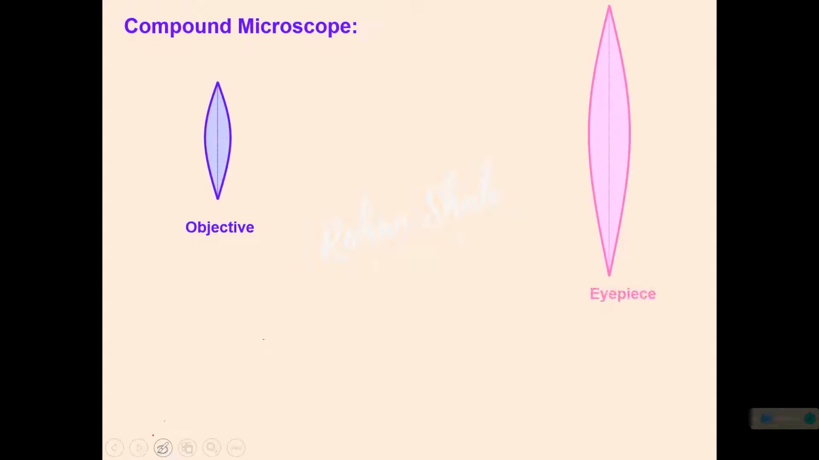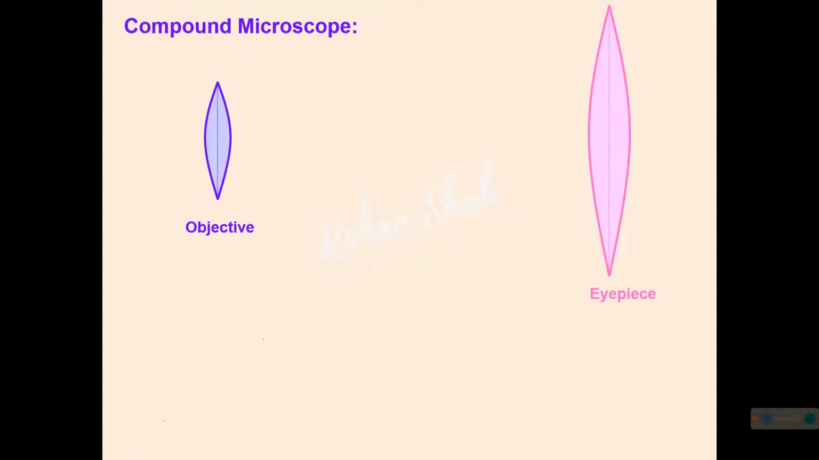Yes, dear friends, again welcome into this new session. In this session, we will see the compound microscope, then telescope, right? So let us start with the compound microscope. Again, the most important topic from ray optics, that is chapter number 9.